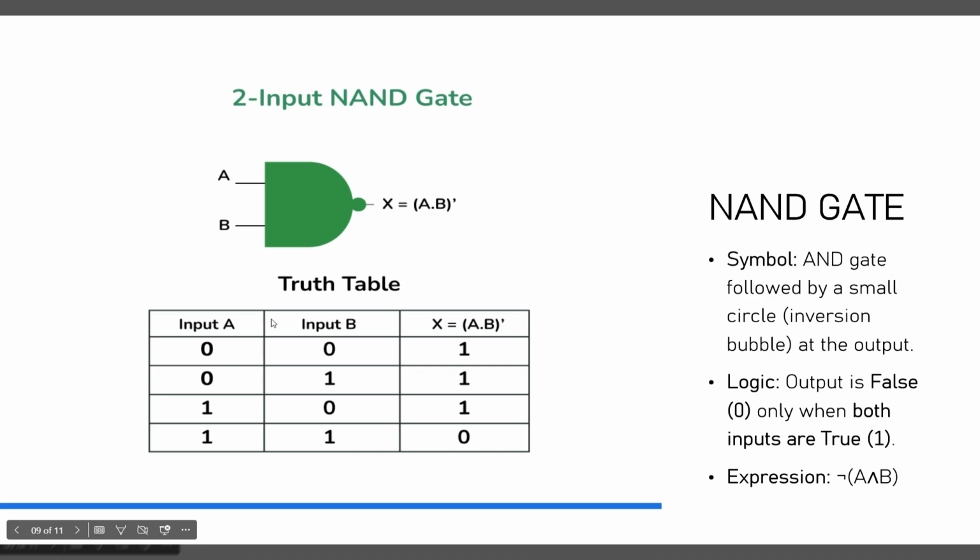Now NAND gate. NAND gate, NOT plus AND gate, it will return false only when inputs are true. If all the inputs are true, then only it will return false, and in all the other cases it will return 1 or on. Its expression is this, and it is represented as this too.